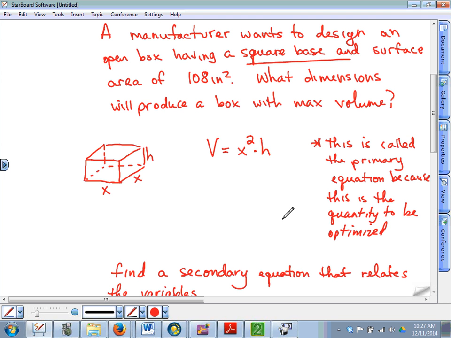Now, just to give you a little preview of what's going to happen here. You listening? We're going to create a secondary equation that has x's and h's in it. If we can solve that secondary equation for h, like h equals blah, blah, blah, we can plug that in for this h, and then we have a volume equation which is x and no h's. And if it just has x's, we can take the derivative, find the maximum. That'll give us the maximum volume. You guys see where we're going with this?